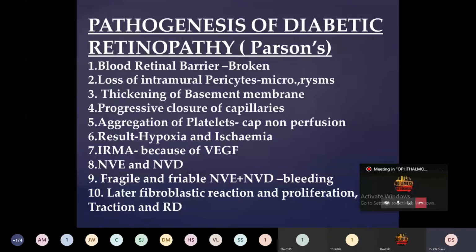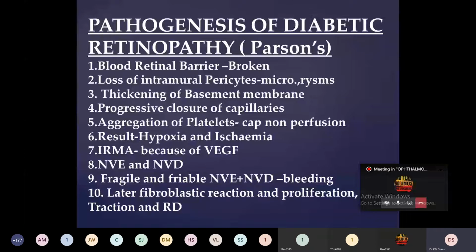After this, there is a stage of NVE and NVD. NVE is neovascularization. Due to hypoxia, there will be VEGF formation, which in turn causes neovascularization. New vessels are formed so as to combat hypoxia, and these new vessels are very fragile, and hence they break up and cause bleeding. NVE is neovascularization elsewhere, while NVD means neovascularization around the disc.